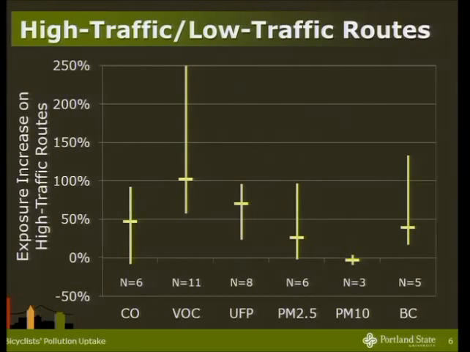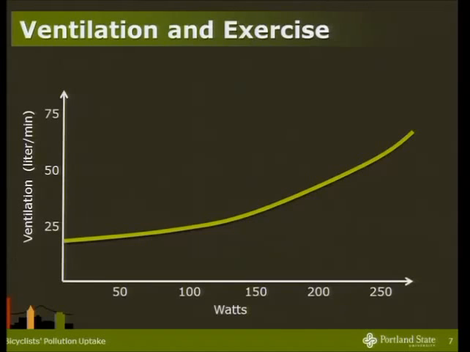So some pollutants are more related to the traffic levels than others. Some have higher background concentrations. Some have longer or shorter lifetimes in the atmosphere. And so it does depend on the type of pollutant you're looking at, but for more strongly traffic-related compounds or pollutants, you're going to see some pretty large differences between high traffic and low traffic routes. So that's about exposure concentrations.